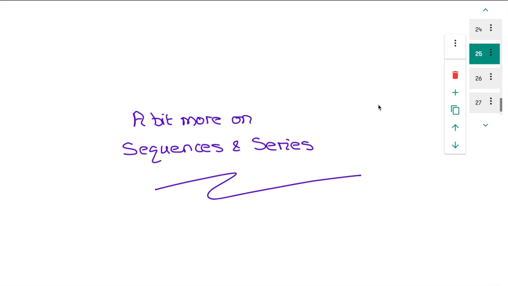Hello, so we have been looking at sequences and series over the last couple of sessions, and today we're going to do a tiny bit more on these, some of which you may have encountered before or I've mentioned before. So first, an extremely quick recap on sequences and series.